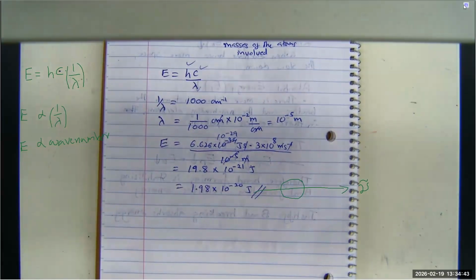I'm sorry, I wasn't planning on doing this. I wanted you to do it, but anyway, I got carried away. So the idea is you can calculate the energy of the photon using the wave number, starting with the wave number. That is the whole point.